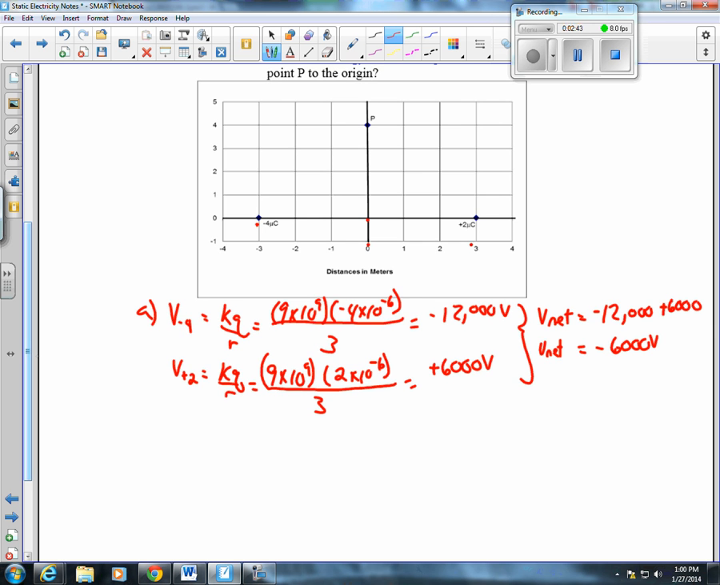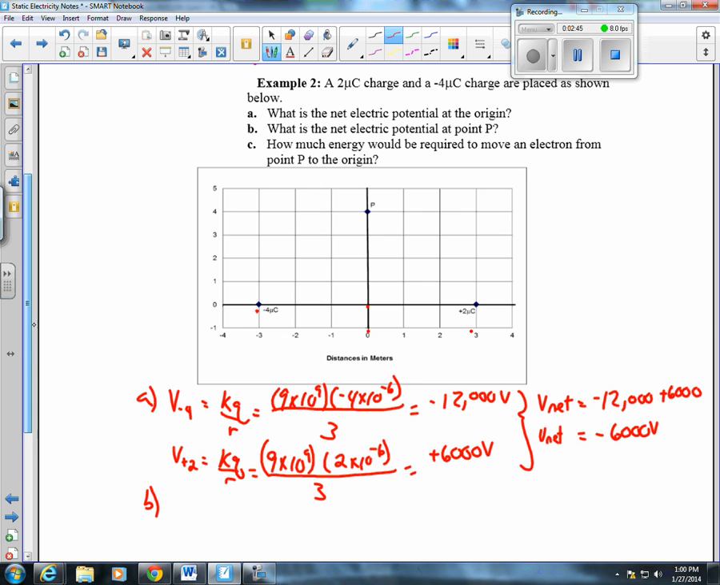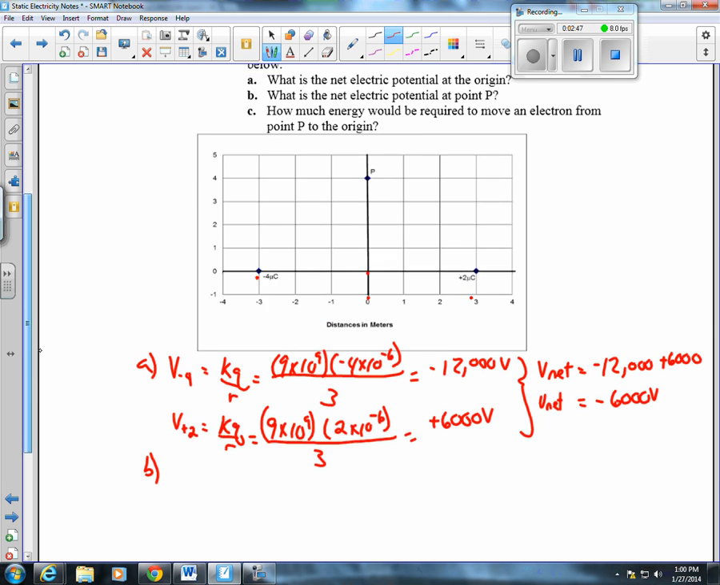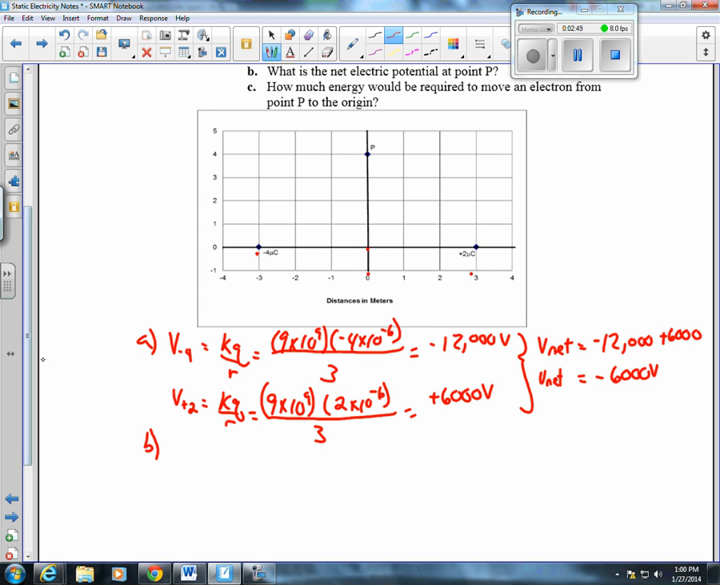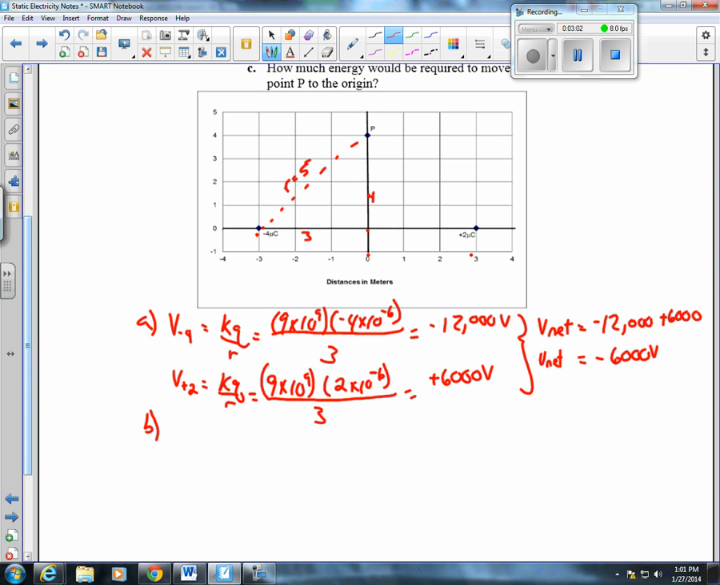Part B is asking for the net potential at point P. So we're going to have to figure out this R here. I think we have a 3, 4, 5 triangle. Yeah, this side over here is 3, this side is 4. So now I know this R is going to be 5. Now the nice thing is I don't have to worry about figuring out this angle, because electric potentials don't have directions. So I'm going to do V is KQ over R.